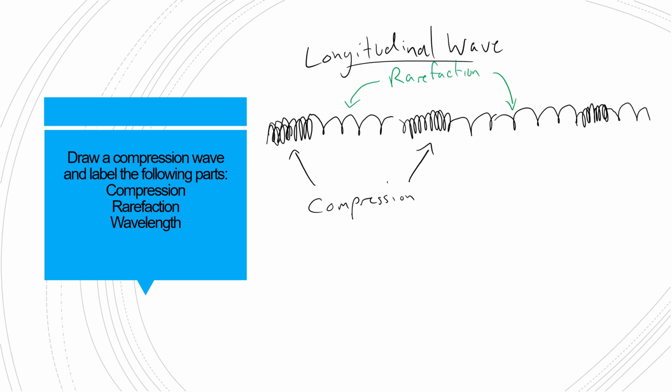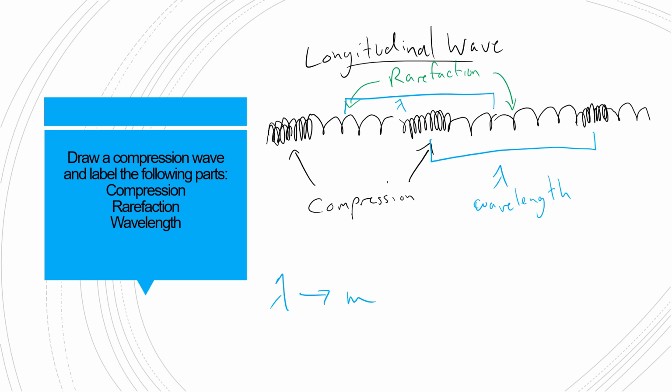On this, I have two options for wavelength. I could go from the center to the center, and that would be a wavelength, going from the center of the compression to the other compression. Or I could go from the center of the rarefaction to the center of the rarefaction, and that would also be a wavelength. Remember that your wavelength should be measured in meters.